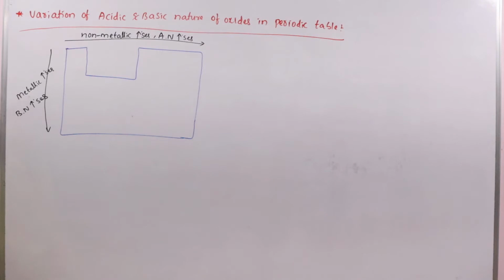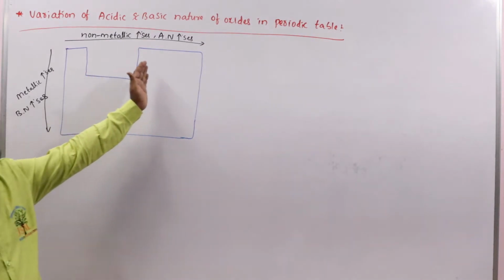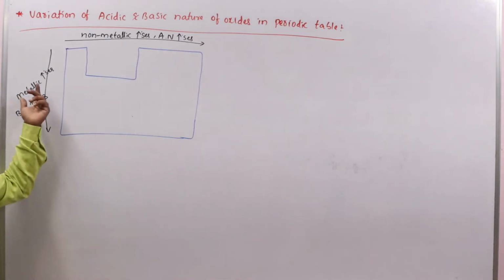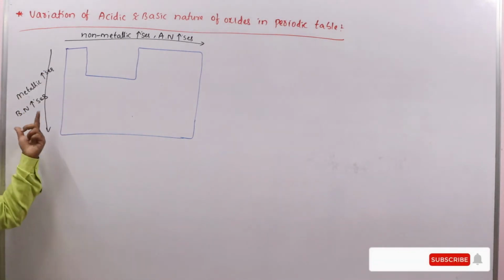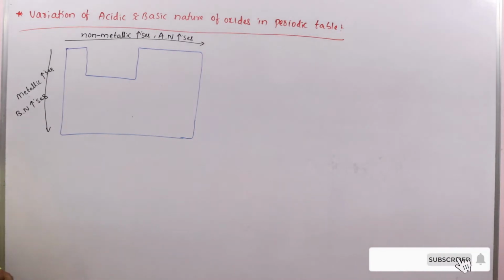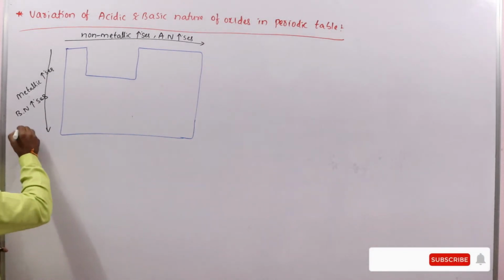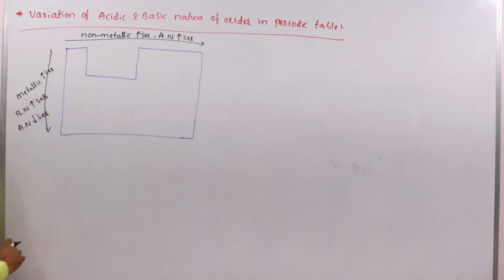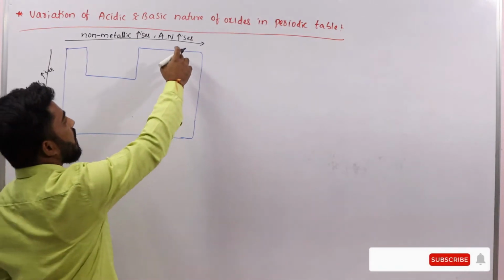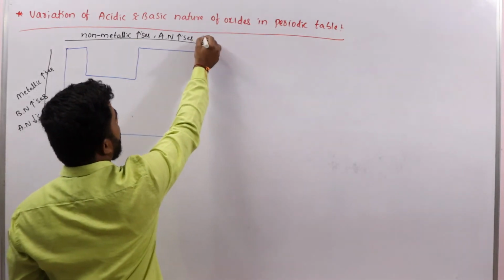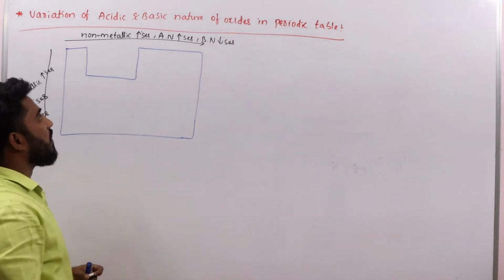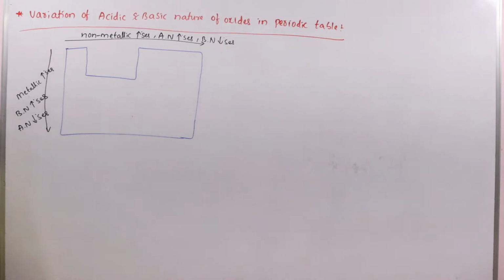So finally we can conclude that as non-metallic nature increases, acidic nature of oxides increases, and as metallic nature increases, basic nature of oxides increases. We can add one more point here. From top to bottom, acidic nature decreases, and from left to right, basic nature decreases. So this is the trend, the variation of acidic and basic nature of oxides in the periodic table.